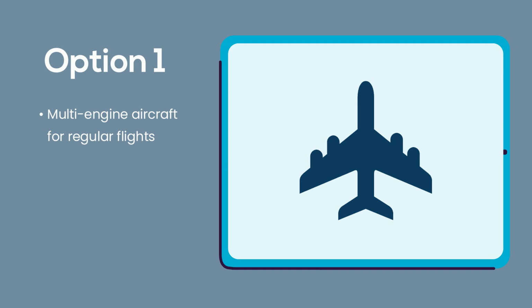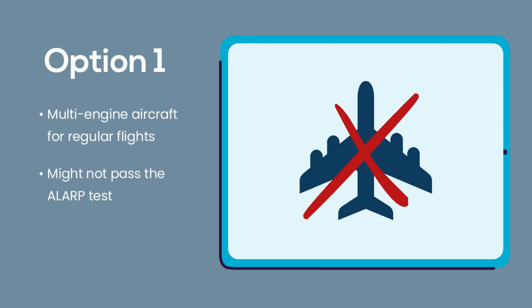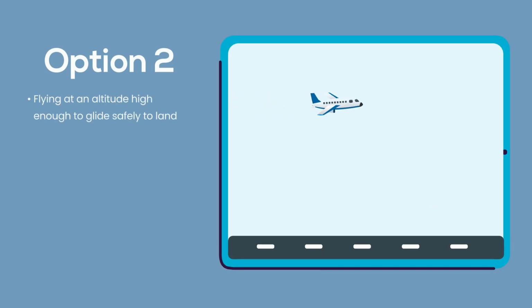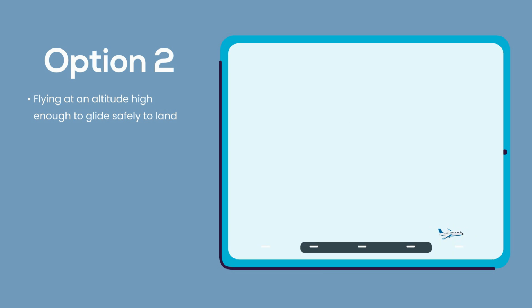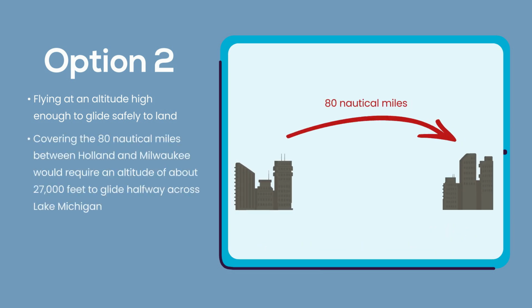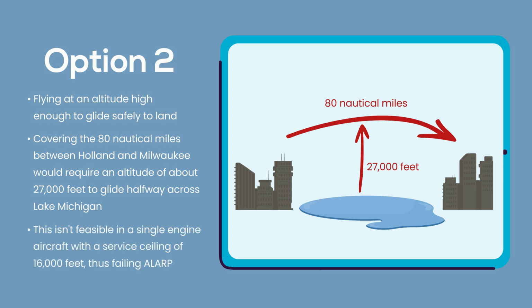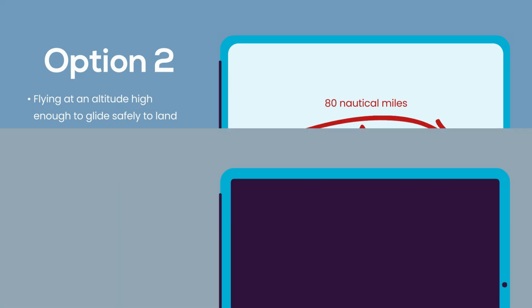One option is using a multi-engine aircraft for regular flights. However, this might not pass the ALARP test, as an operator likely already would use a multi-engine aircraft if feasible. Another possibility is flying at an altitude high enough to glide safely to land. For example, covering the 80 nautical miles between Holland and Milwaukee would require an altitude of about 27,000 feet to glide halfway across Lake Michigan. This isn't feasible in a single-engine aircraft with a service ceiling of 16,000 feet, thus failing ALARP.